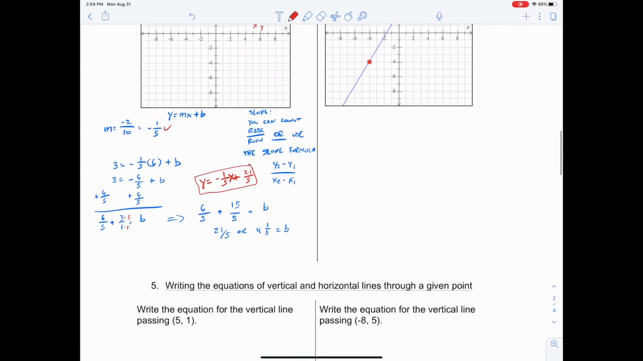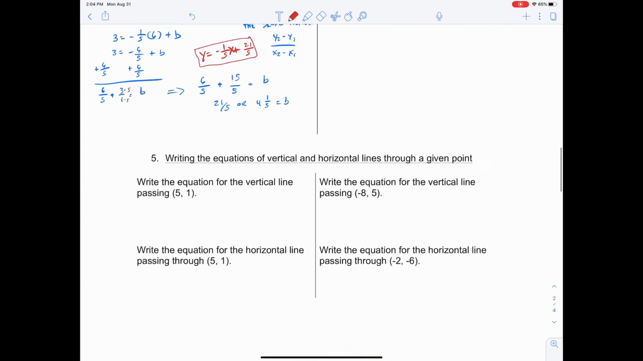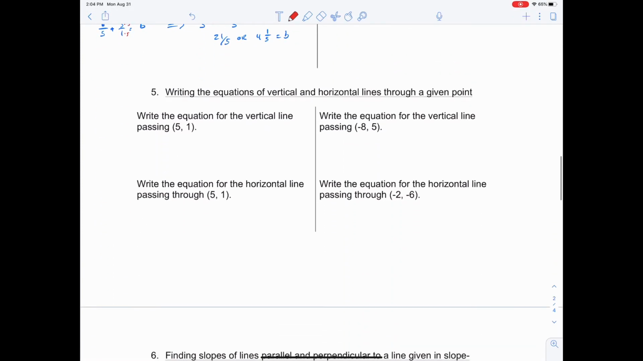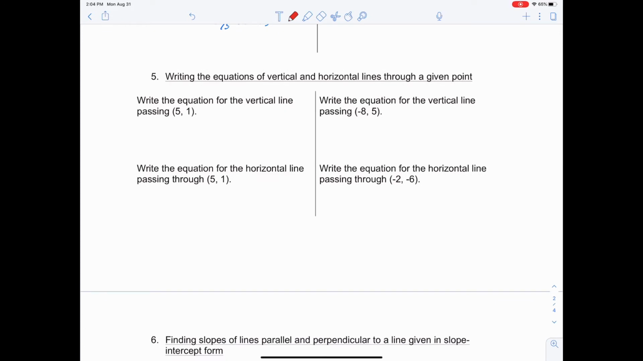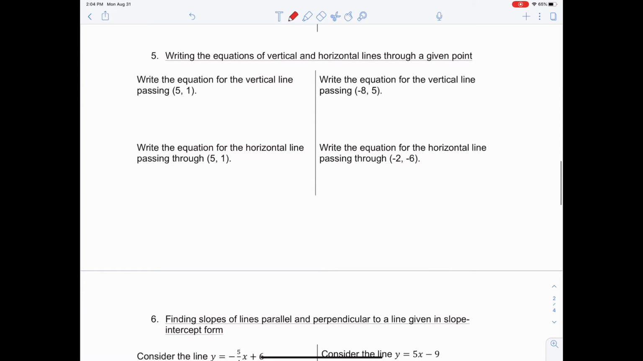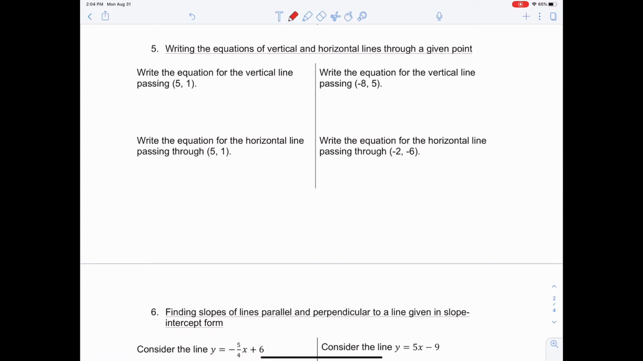Let's move on to number 6. It says writing the equations of vertical and horizontal lines through a given point. Write the equation for the vertical line passing through 5, 1. So sometimes it helps to actually just draw this. It says write the equation, but let me just draw it so you can visually see.